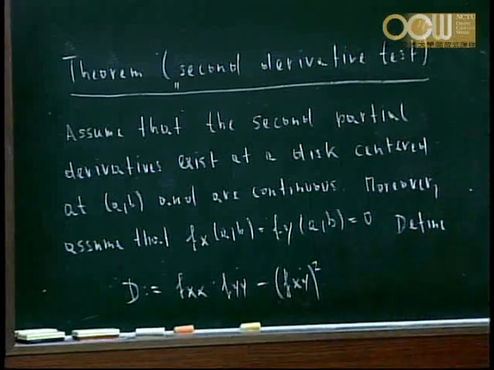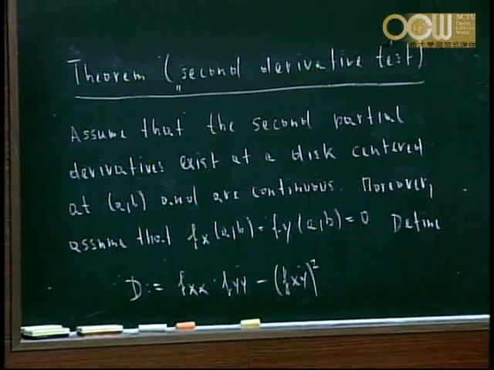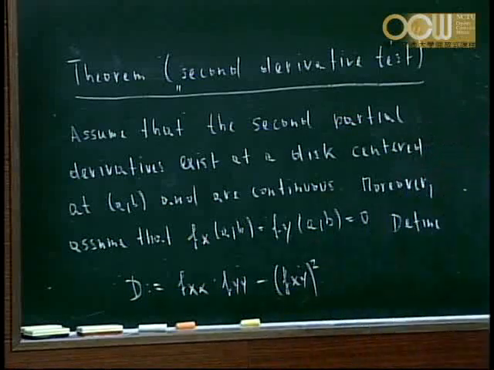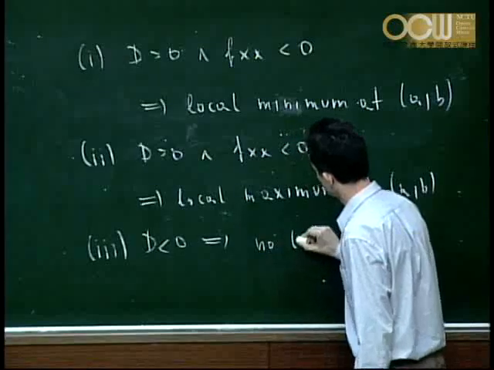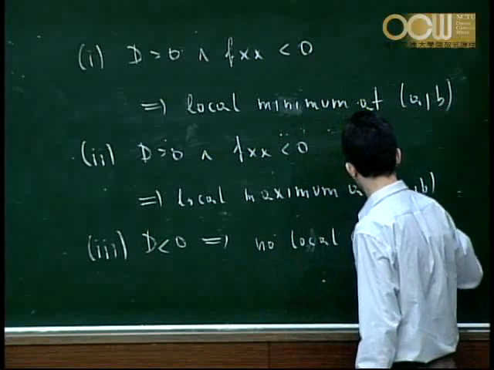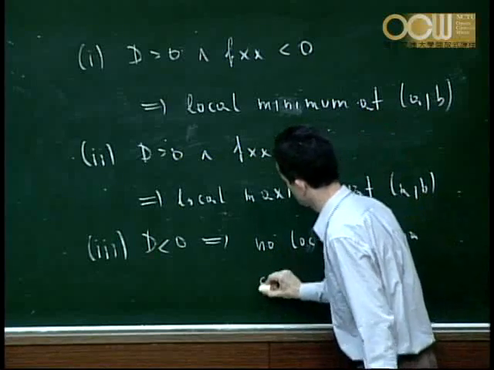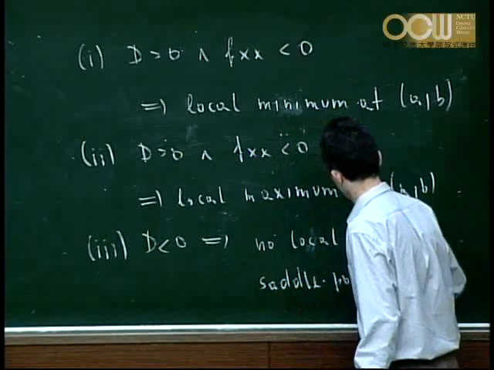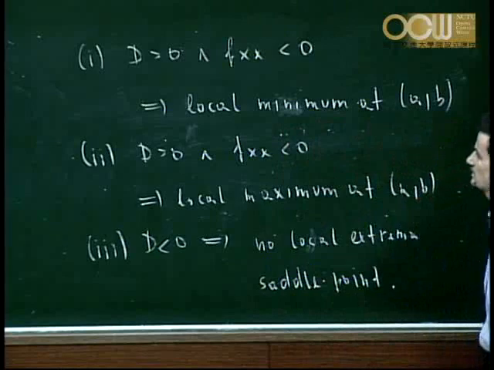And in this case, the function is crossing the tangent plane at (a,b), and you have what is called a saddle point. So no local extreme. This is called a saddle point. So here, in this case, (a,b) is a saddle point.